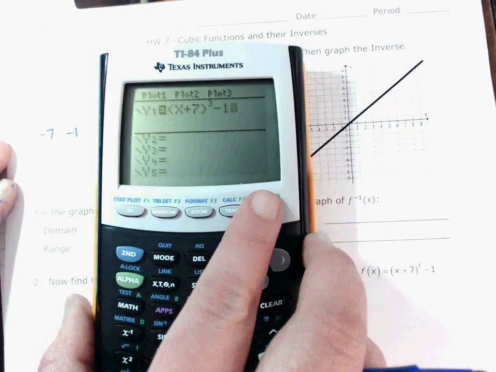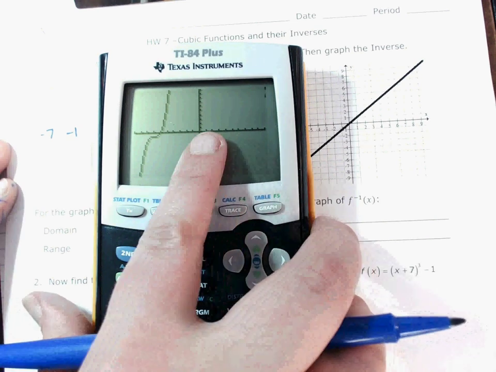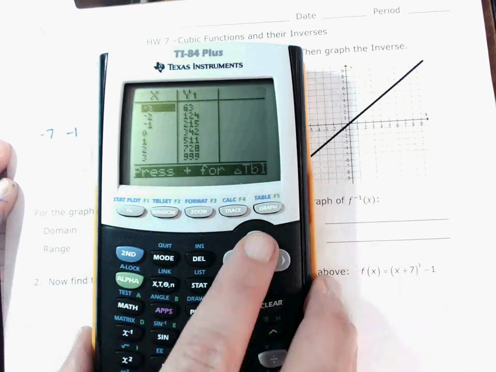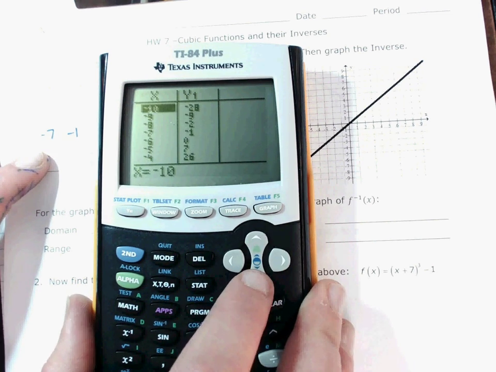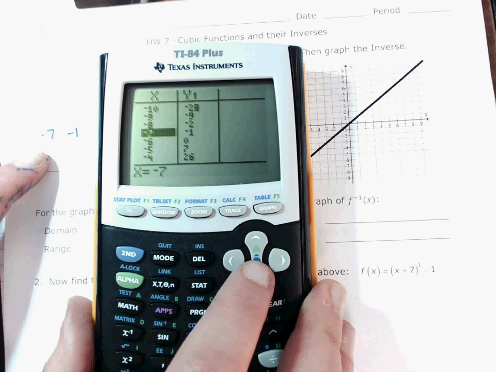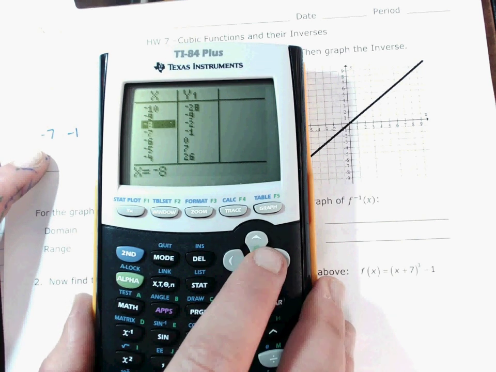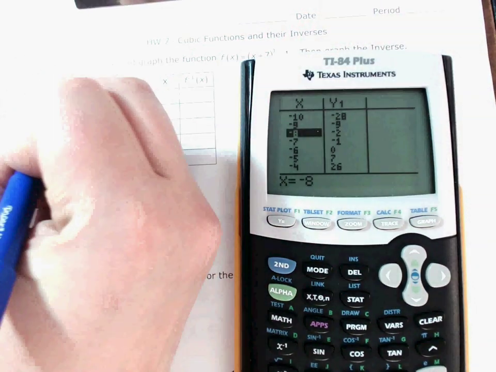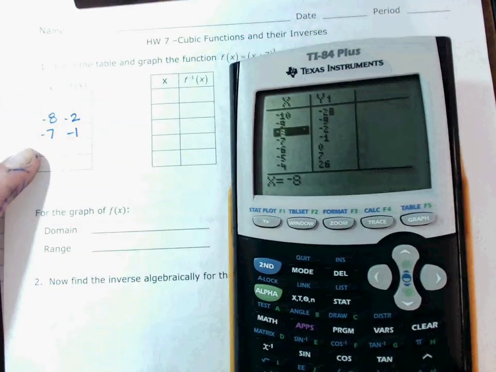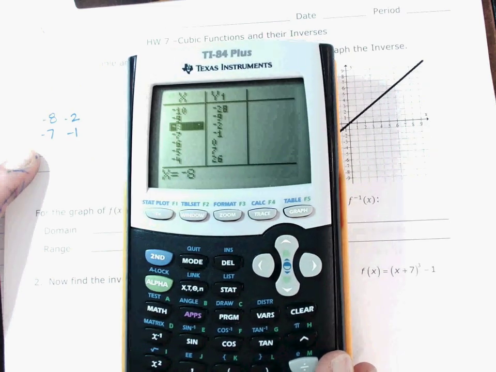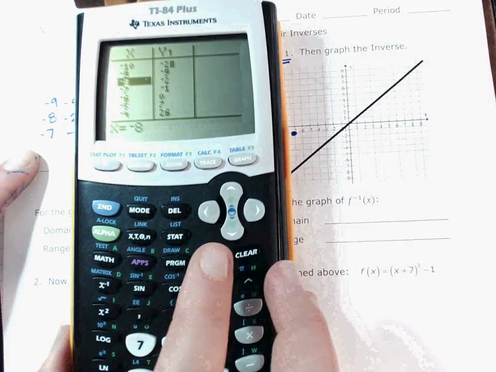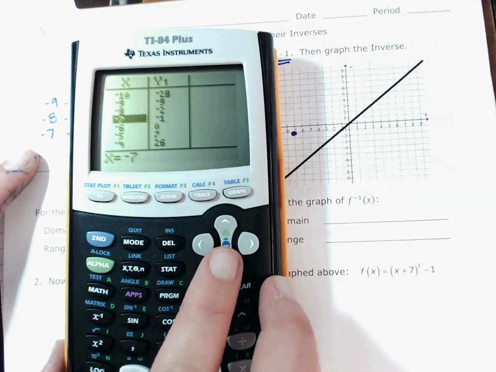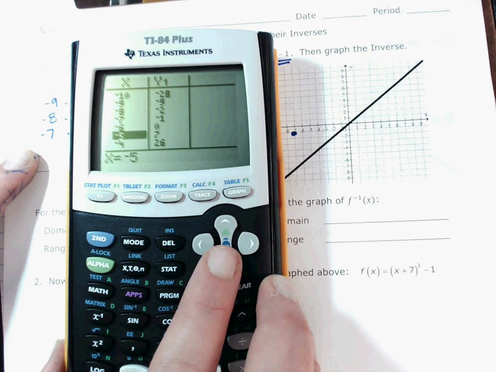And now look, I can even graph it to see the picture. Okay, it moved backwards 7 and down 1, then second table. And I'm going to have to scroll to get the 2 points above it and the 2 points below it. So what's right above -7, -1? -8, -2. Okay, then right above that, what comes next? -9, -9. Okay, what's the next one below -7? -6, 0, and then -5, 7.